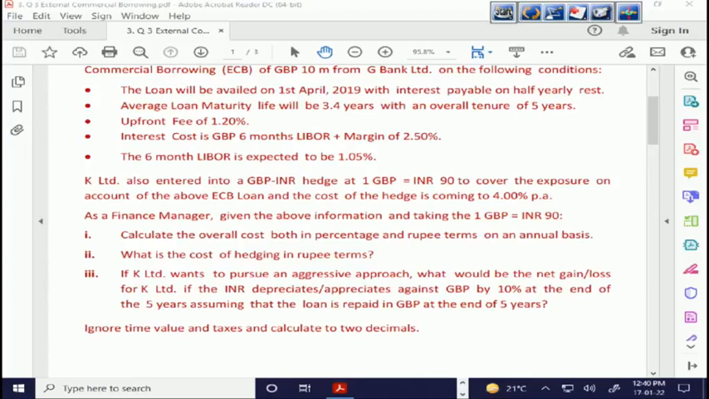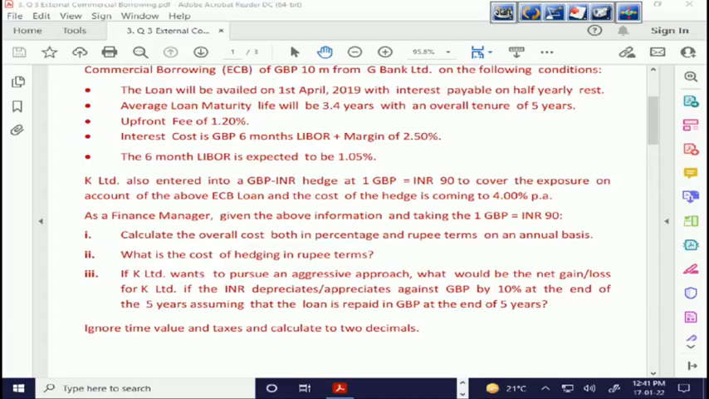Case 1, if INR depreciates. Now, if INR depreciates, that means the pound appreciates, so we lose 10% of 90 crore, which is 9 crore. So 9 crore is the amount we actually lose because we have to buy the pound at a higher rate. But we save 3.6. So 9 minus 3.6 is the net loss on account of not hedging. But if INR appreciates, that is pound depreciates, in that case, we gain as a result of not hedging. Why? Because pound depreciates, so we save 9 crores, plus we don't have to pay the hedging cost of 3.6. So the total gain is 12.6.